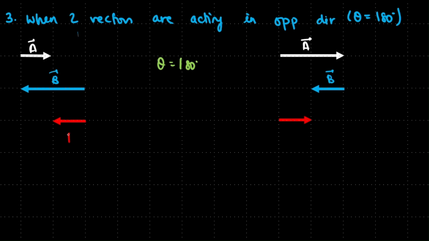So this is our resultant. Over here, our theta, the angle made with A and R, is going to be 180 degrees, and here theta is going to be 0 degrees, since they are in the same direction. Also here R is going to be, since B is bigger, B minus A, since it has to be a positive number. And here R is going to be A minus B.